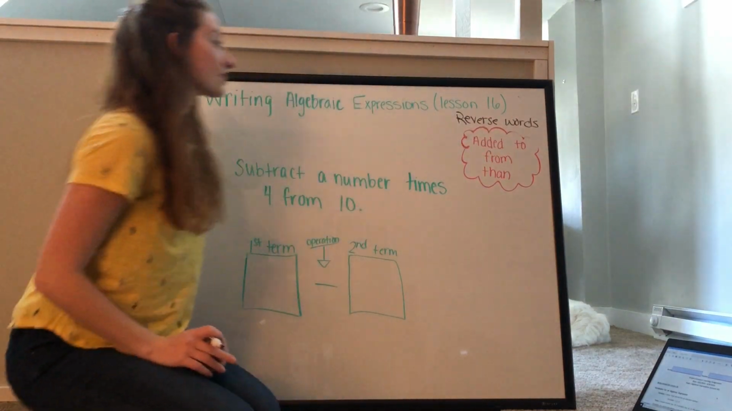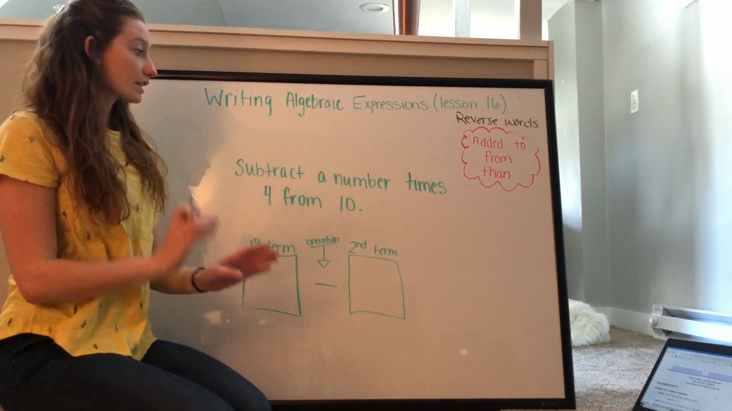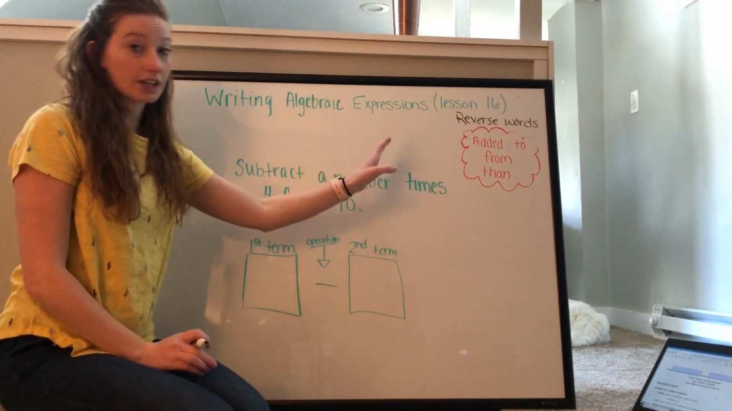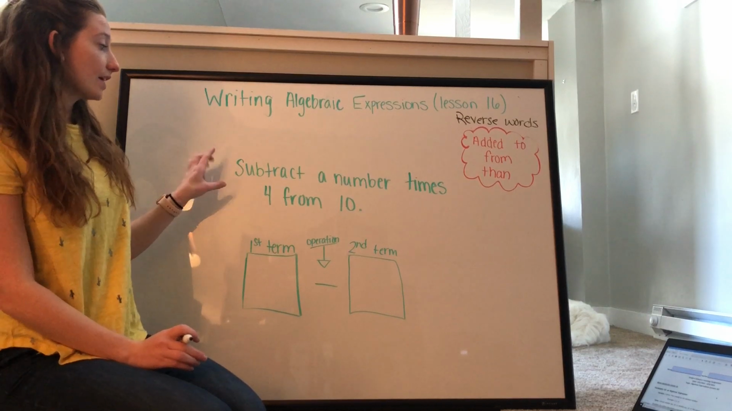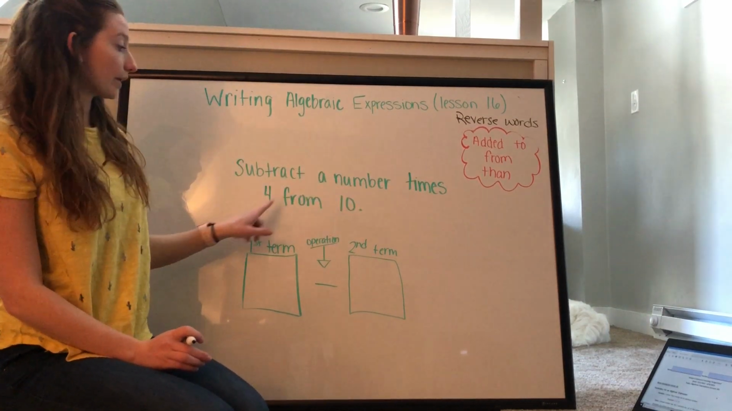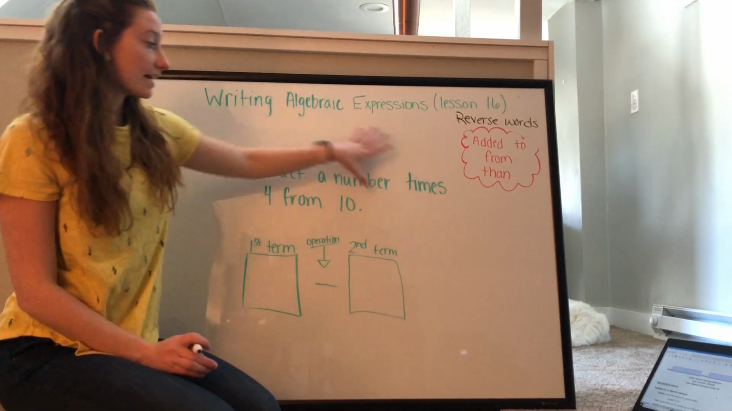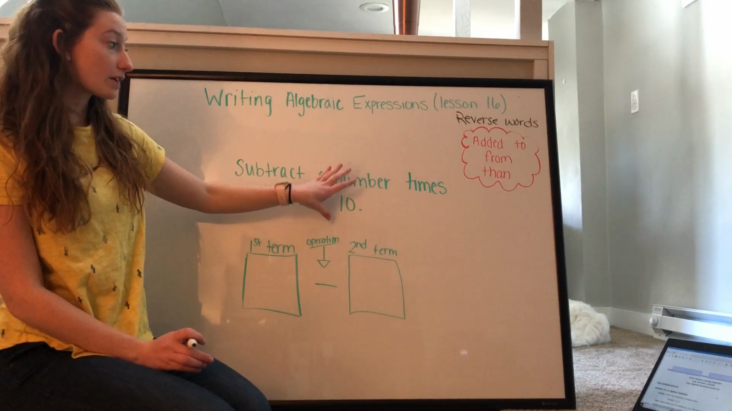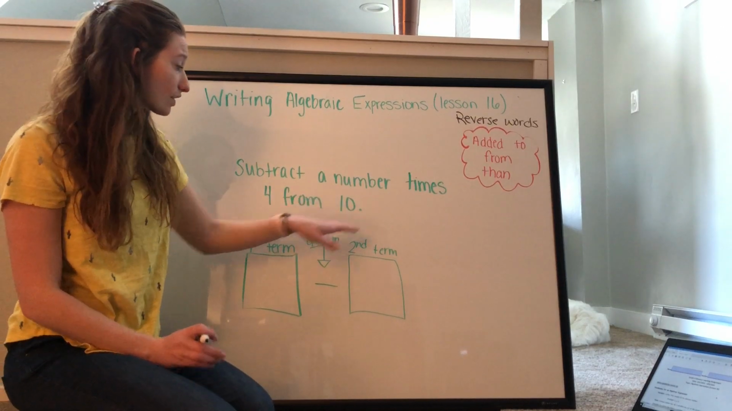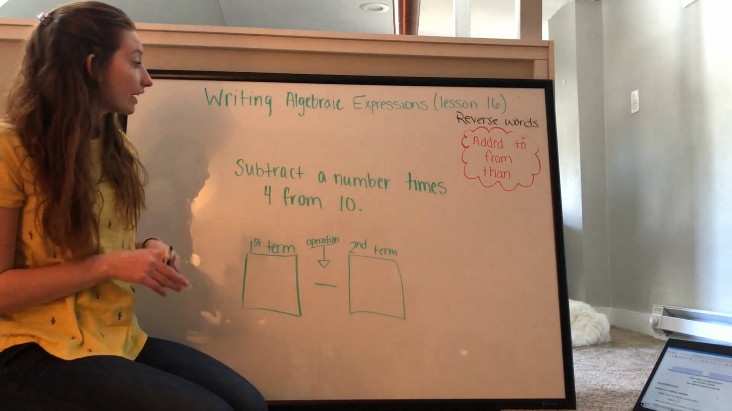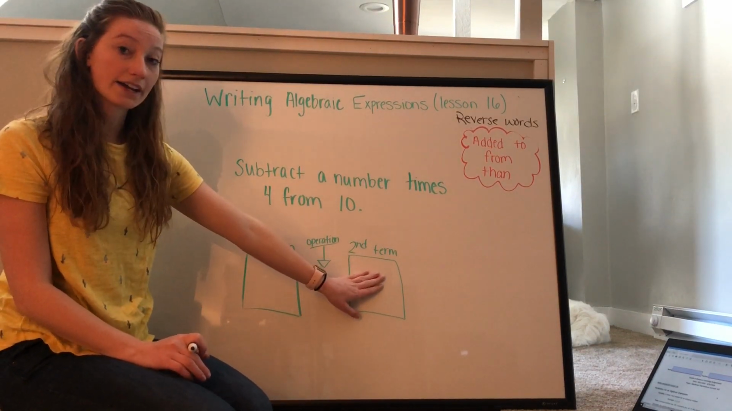And reverse words are words that are going to take the expression and flip it around. So when we read expressions, we start from left to right, just like you were to read a normal math expression. So when we read this, we would read subtract a number times 4 from 10. But if one of these words is in here, that means the expression is going to be flipped. So whatever is at the end is really going to be in the beginning. So in this case, we want to set it up like this. First term, your operation, and then your second term.